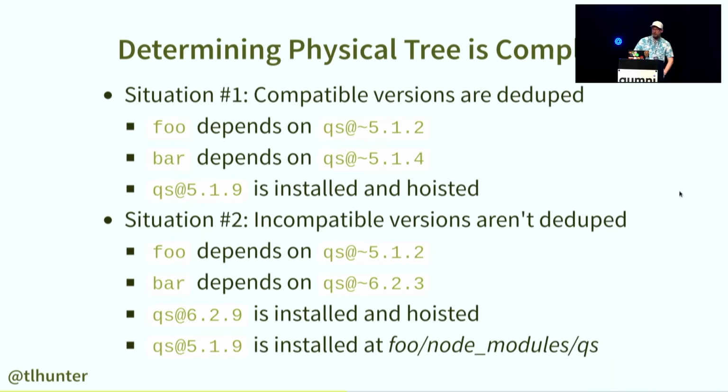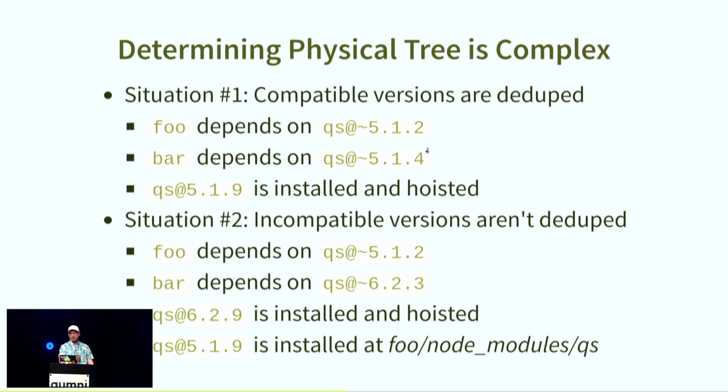And they're both using a compatible SemVer range. So both of them saying they want at least 5.1.2 or 5.1.4, and they're willing to get newer patch versions of this package. And so in this case, QS 5.1.9 is installed and then hoisted to the root. And so that one's pretty straightforward.